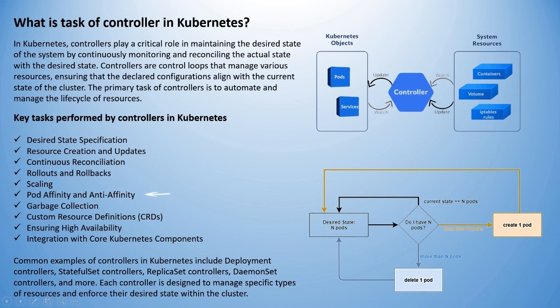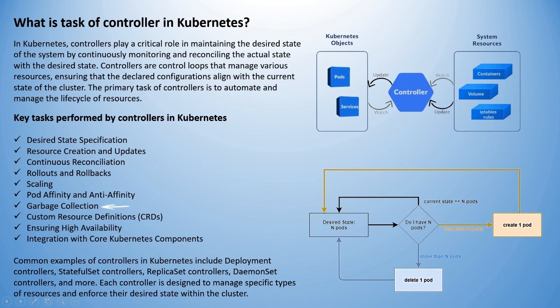Pod affinity and anti-affinity. Controllers manage the scheduling of pods in relation to each other. Pod affinity and anti-affinity controllers influence the placement of pods based on rules, controlling where pods should or should not co-locate.